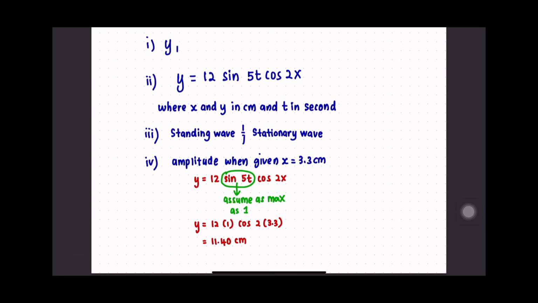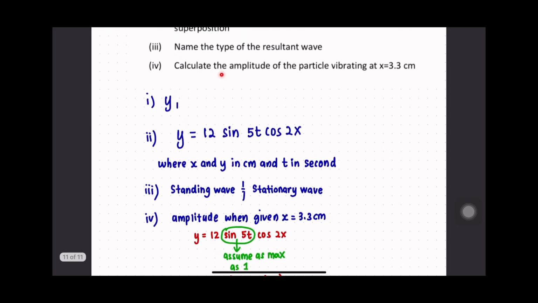So dia akan tinggal 12 darab 1 cos 2x. Dan masukkan nilai x 3.3. So you dapatlah 11.40 cm. Same goes kalau dia tukar. Calculate the amplitude of the particle at time t is equal to 3 second. Contoh, time t equal to 3 second.